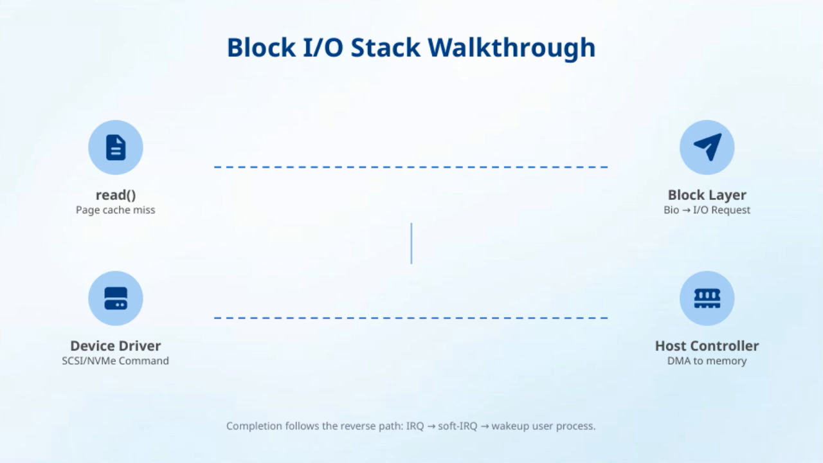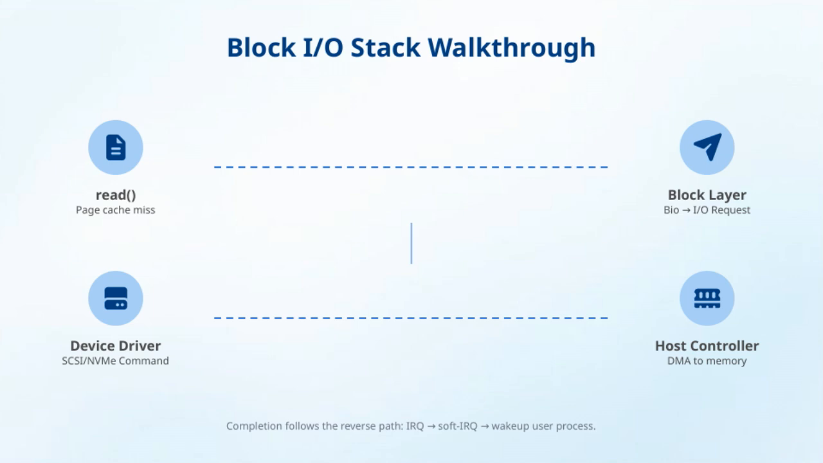Next, we see DMA to memory, which is a key part of high-speed data transfer. The host controller manages this process, directly transferring data between the device and memory, bypassing the CPU to improve performance. Then, we have the SCSI or NVMe command, which signals what operation needs to be performed on the device. These commands are sent through the device driver, which acts as the translator and controller for hardware communication.